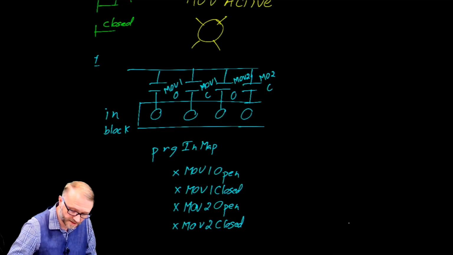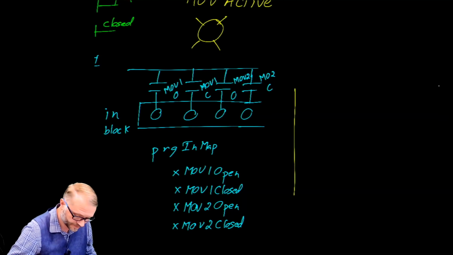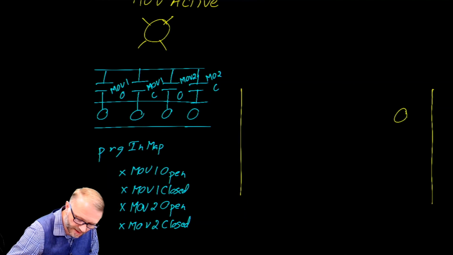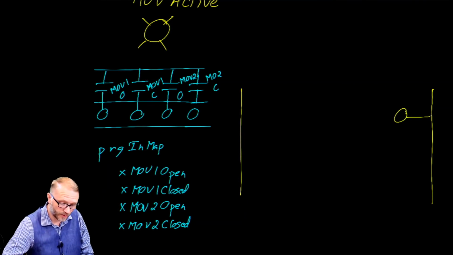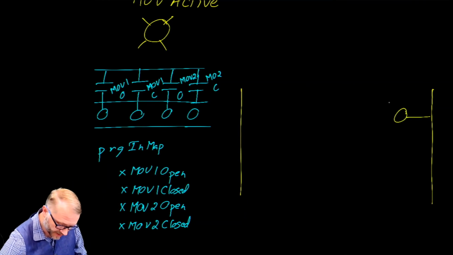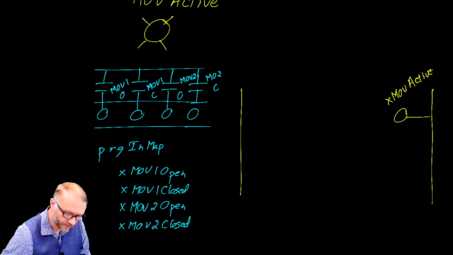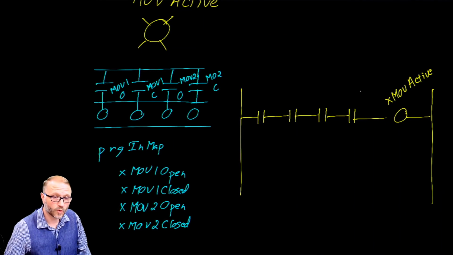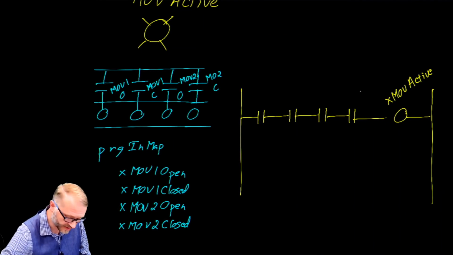We said our objective was to make some ladder logic. I think we've got enough room here. In the end, we want a lamp. We want a coil. We'll call this XMOV active. Again, where the X represents a Boolean value. We know there are 4 contacts that we need to address.